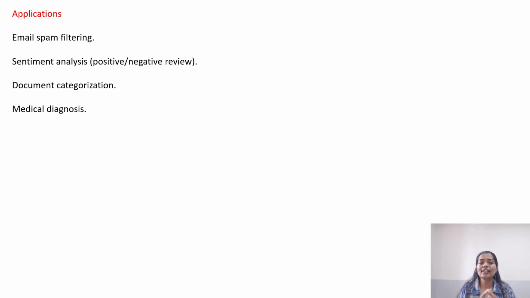So basically the only thing that we need to do in the naive Bayes algorithm is to directly apply Bayes theorem. And then it is also used in sentiment analysis, document categorization, and medical diagnosis. These are some of the applications where we use the naive Bayes algorithm.